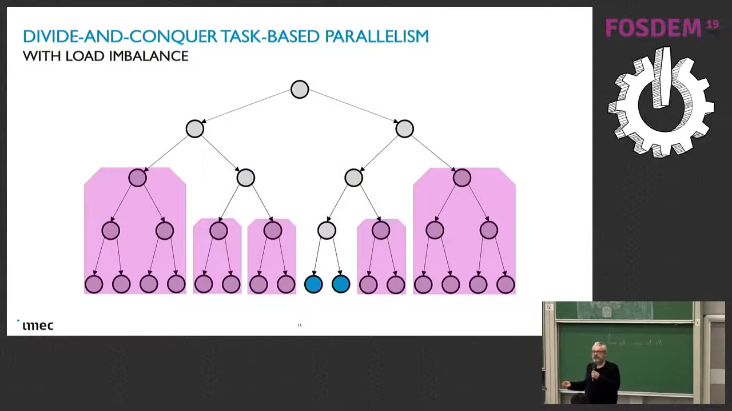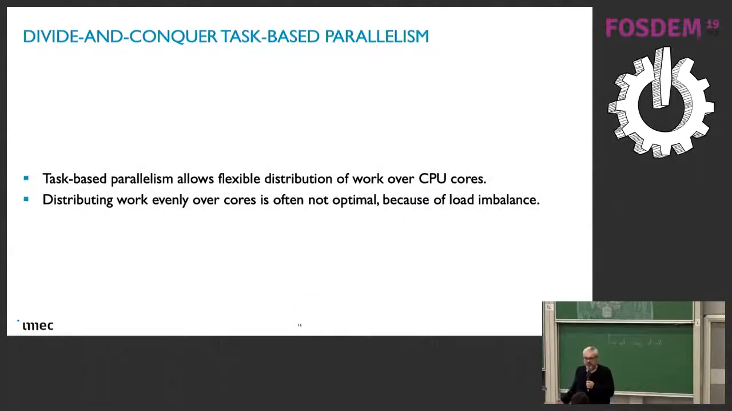Some of the cores will just take care of the heavyweight leaves, which just take longer. And at the same time, some of the other cores will just take care of more tasks until the whole program is done. This is a very beautiful and elegant solution for dealing with load imbalance. And as I said, this happens much more often than you might think. So, task-based parallelism allows for flexible distribution of work over CPU cores. What lots of newbies typically do when they do parallel programming is divide the work over the CPU cores statically, which typically leads to bad performance and is not optimal.